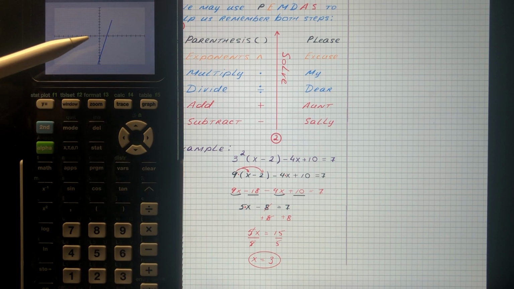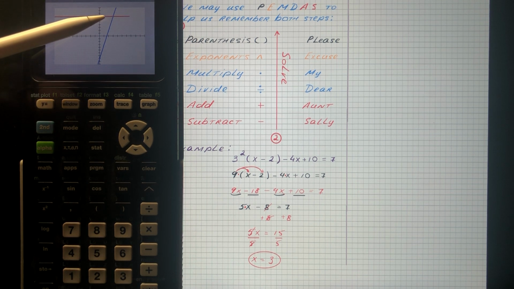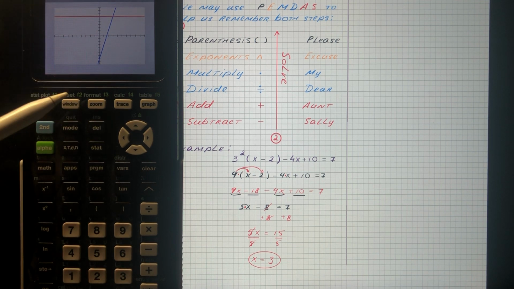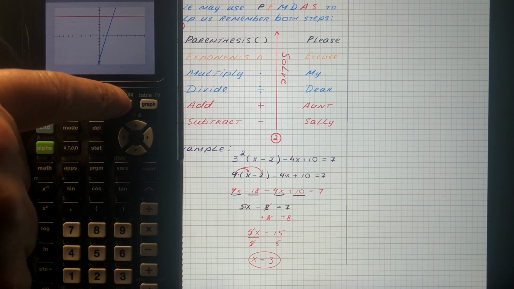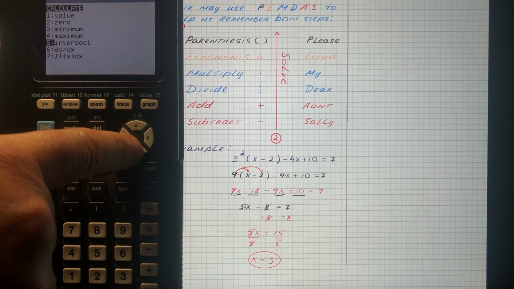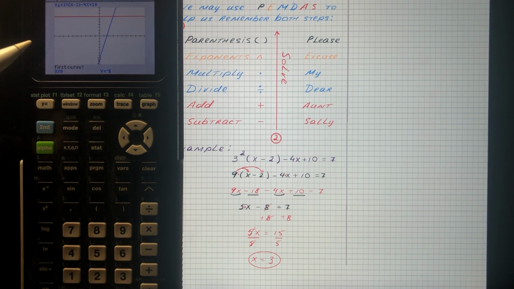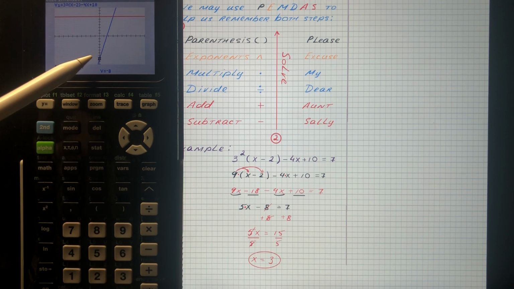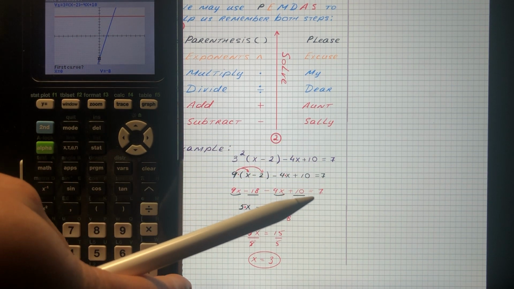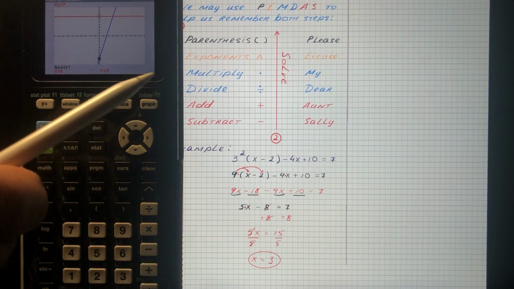The blue line is the left side, the red line is the right side. Where they cross is the place that is true for both sides. And that's our answer. To find it, we go to second calculate, and choice number 5 is intersect. We're looking for the place where the two lines cross, so we go to intersect. We are asked a series of questions. The first one is, is the blinker on the first curve? Yes, enter confirms the answer. Did the blinker jump to the second curve? Yes, enter confirms the answer.